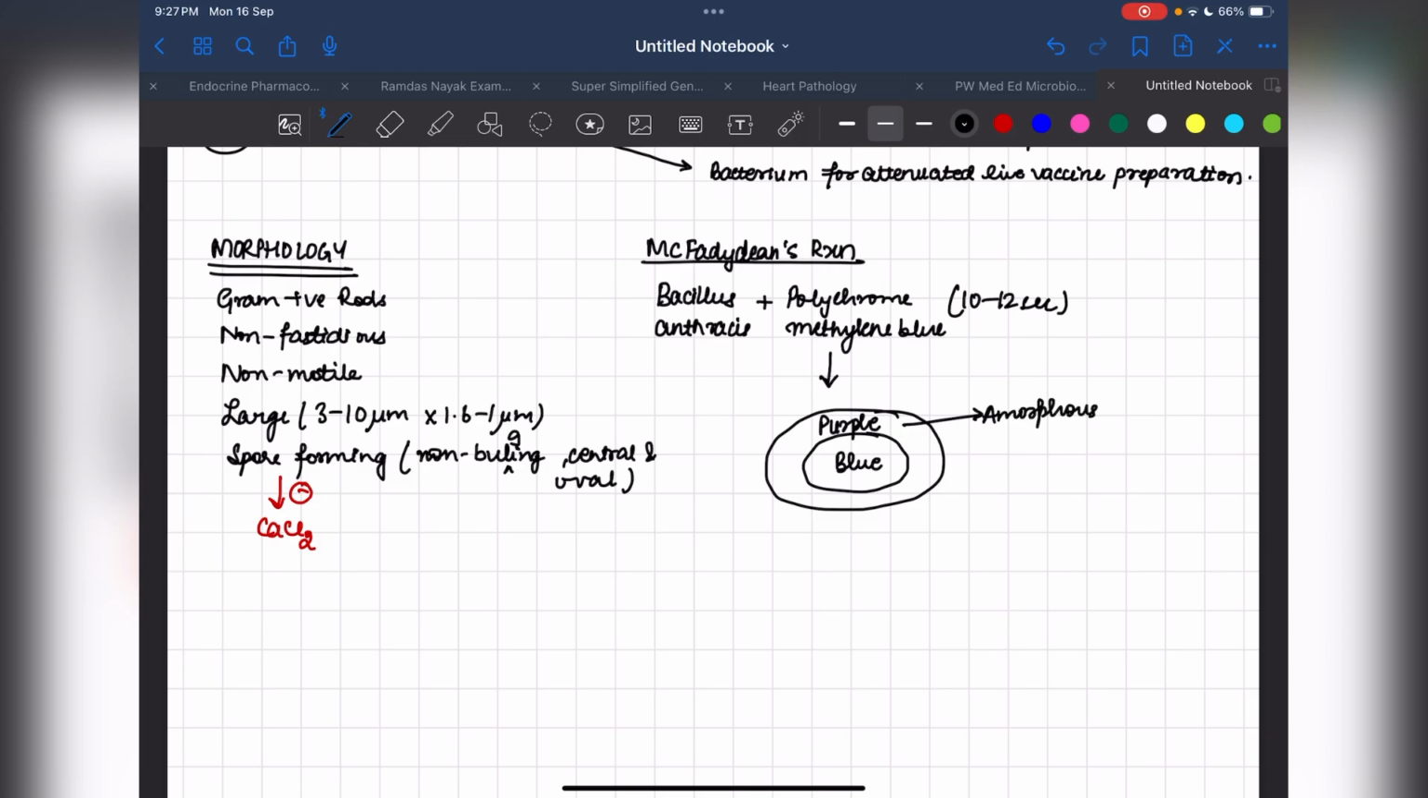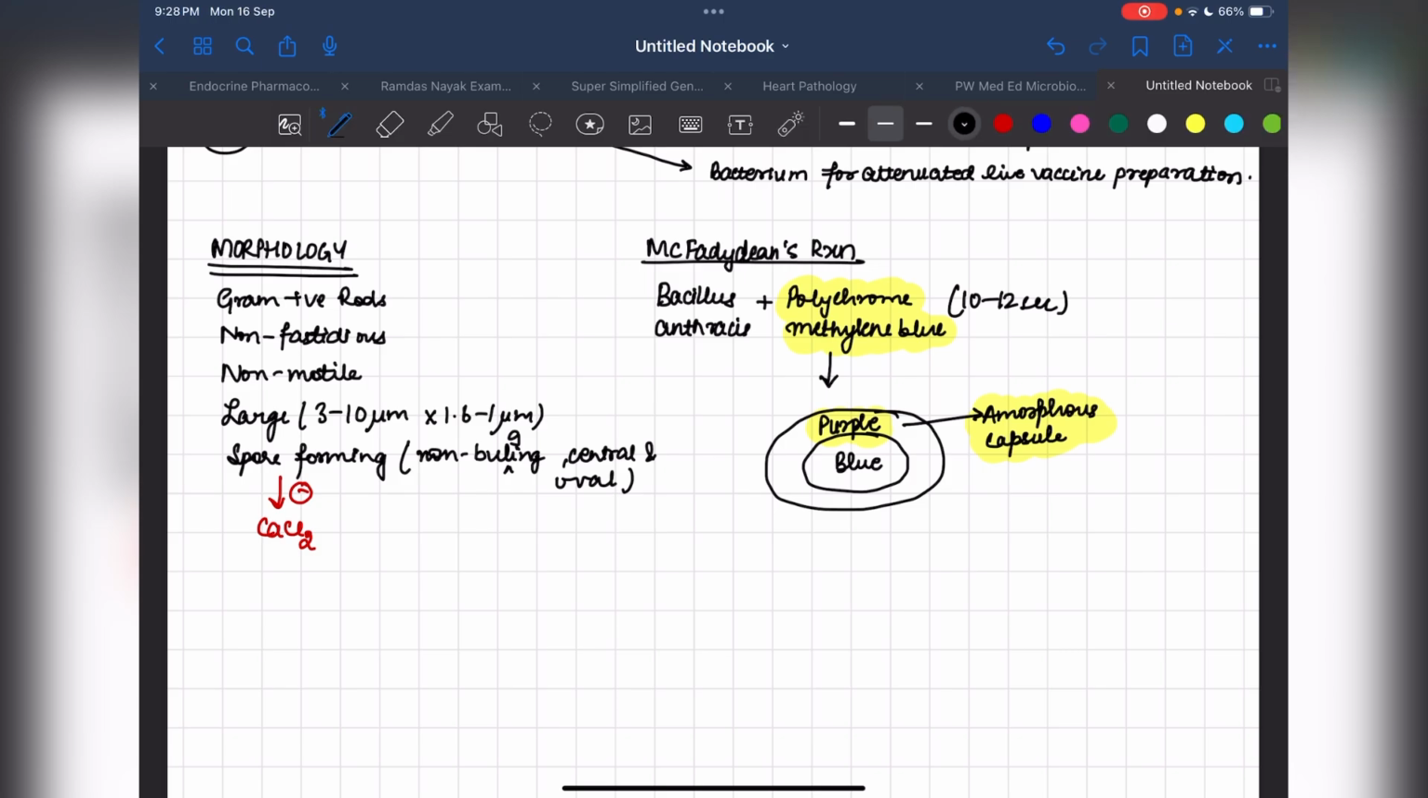Amorphous purple capsule that you will find. So that is one thing that you very much need to remember. The reaction is done with polychrome methylene blue, not with methylene blue. And you find a purple amorphous capsule. And similarly, if you do it with Giemsa, what you will find is a purple colored bacteria with a red color of capsule. Okay, so you need to remember it.